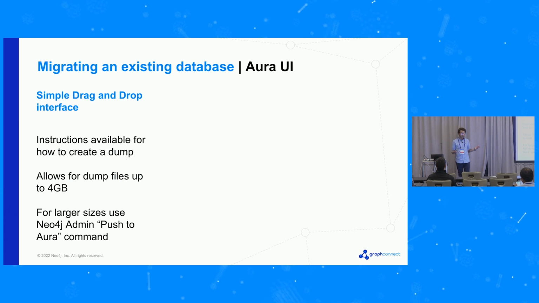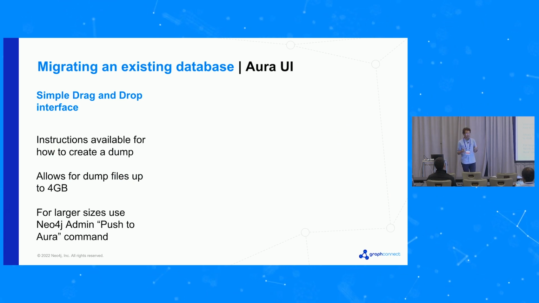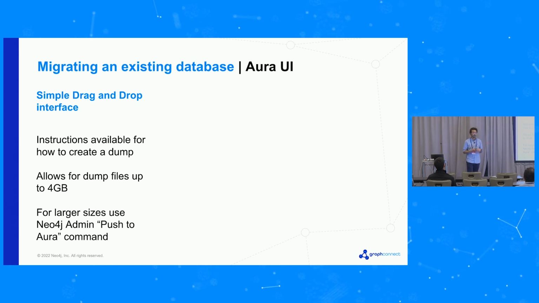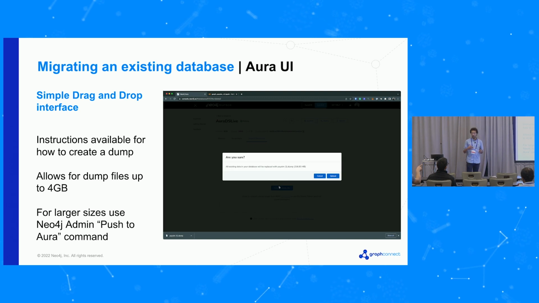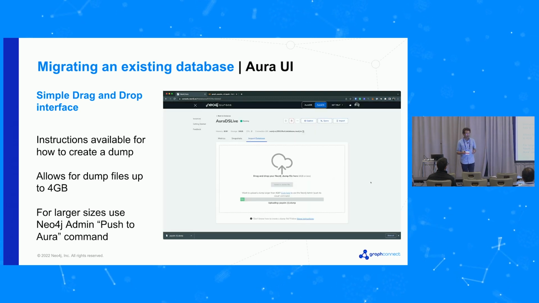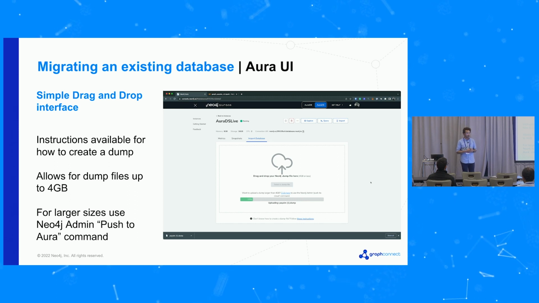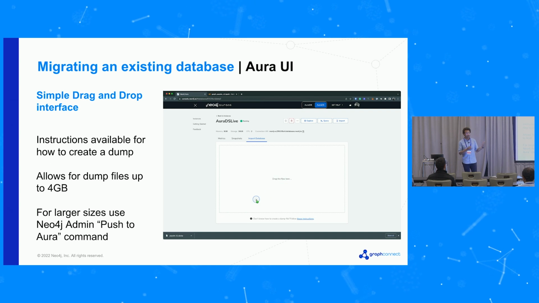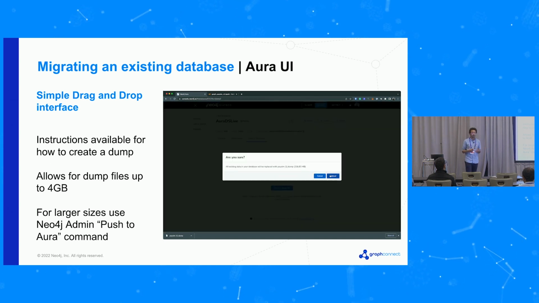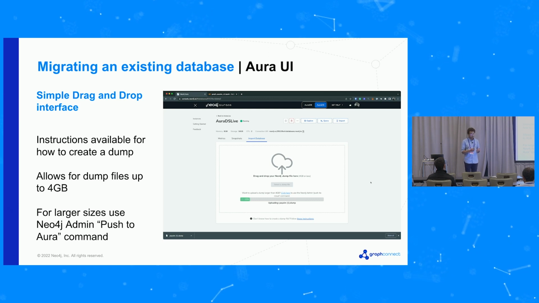Oh, this is where a GIF doesn't work. This was a GIF that showed you how to migrate an existing instance. You can use the simple drag and drop interface within Aura, and it allows you to upload a dump if you're migrating an existing instance into AuraDS. However, there is a browser limitation, which is only 4 gigs can be loaded in. But if you do want to use larger size dumps, you can use the push to cloud admin command.